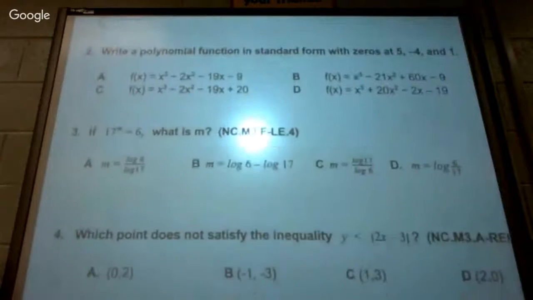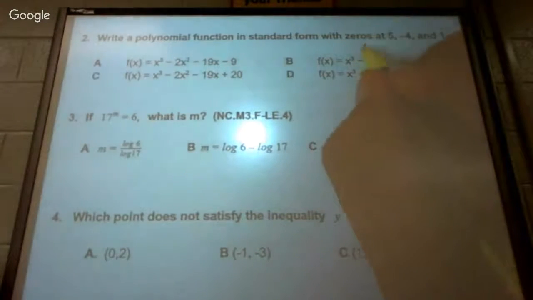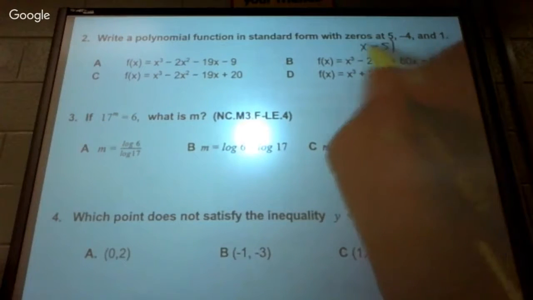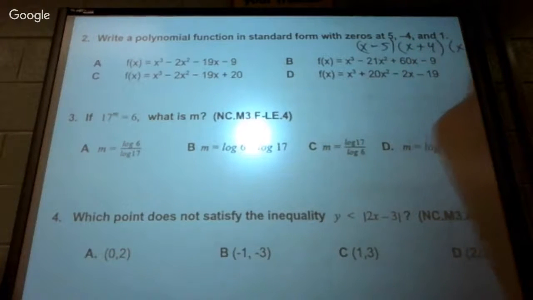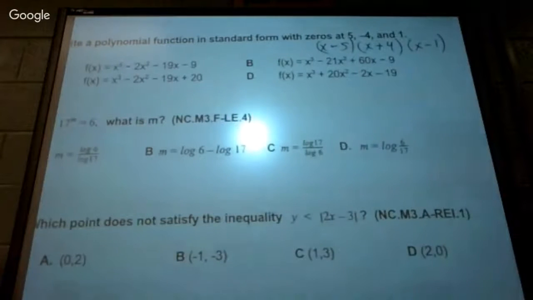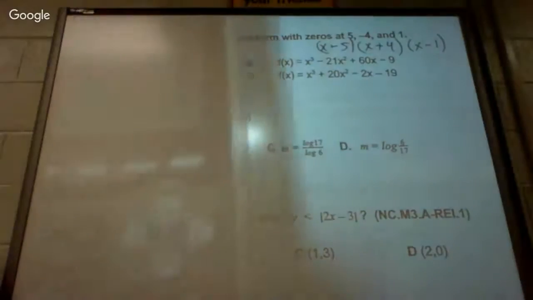All right. Number 2, write a polynomial function in standard form with zeros at 5, -4, and 1. Well, a couple ways you can complete this problem. You're going to have calculators on the test. You could realistically write this as x -5, x + 4, and x -1, and multiply that all out, and it'll give you one of these 4. Okay? Another way of doing it is actually plugging it into your calculator.